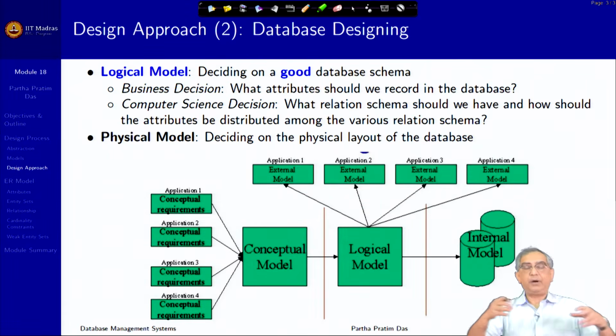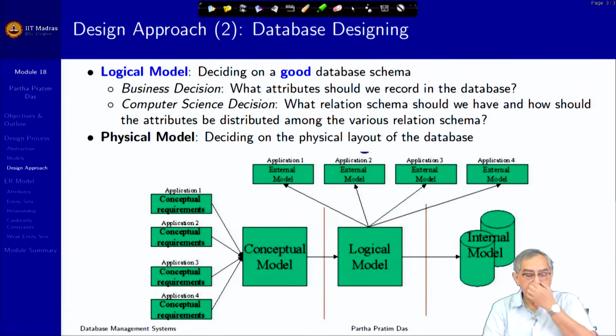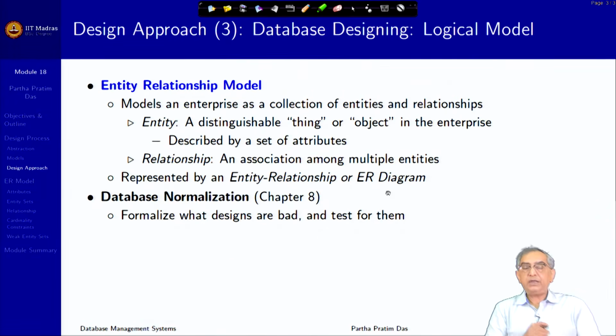The other is a physical part of bits and bytes and pages and links and so on. So, we will start with the design process, with database designing, with the logical model. We will assume that the requirements have been captured. We will talk about requirements capture sometime later. We will talk about the physical model sometime later, and focusing on the logical model, we will go with a specific framework to capture the logical model, which is called the entity relationship model.